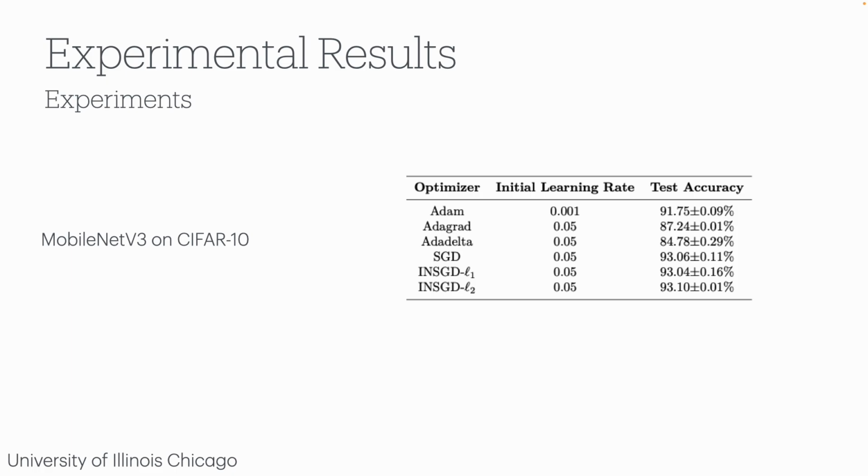So we decided to train MobileNet V3 since it utilizes depthwise separable layers in some blocks rather than convolutional layers. You can see that in optimal training settings, INSGD with L2 norm performs superior to the other algorithms.